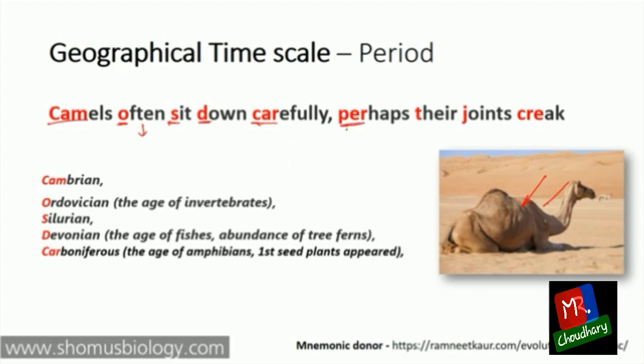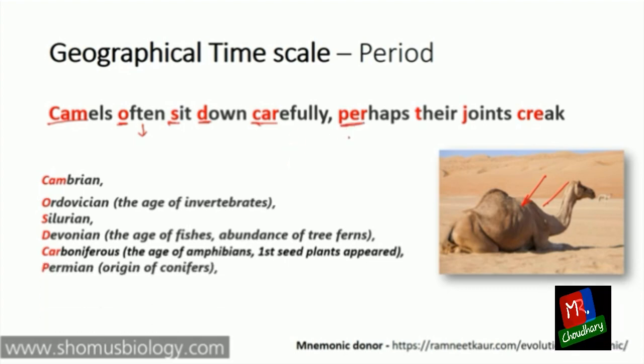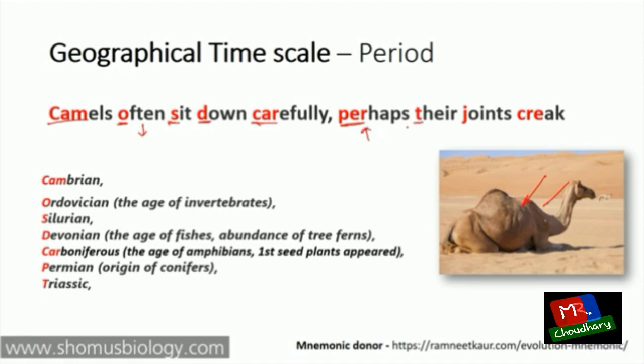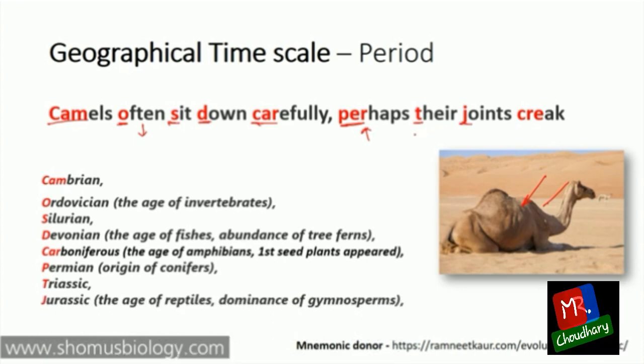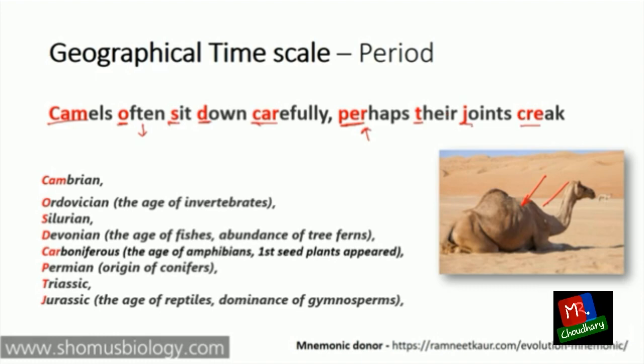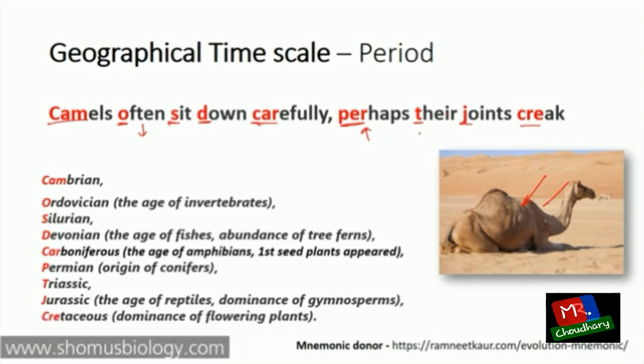Then PER, Permian, origin of conifers. Then with T, Triassic. Then with J, Jurassic, the age of reptiles, dominance of gymnosperms. And CRE at the end, Cretaceous, the dominance of flowering plants and mammals like us.